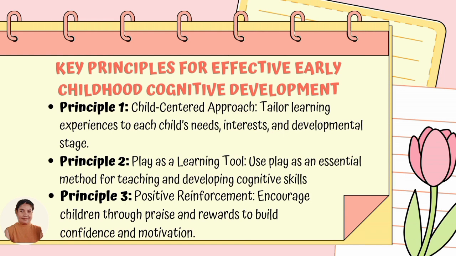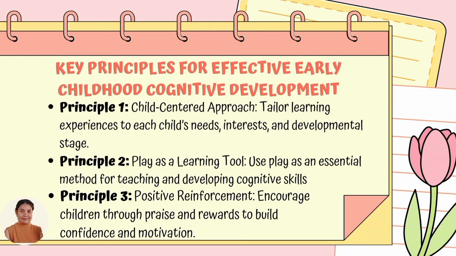The last key principle for effective early childhood cognitive development is positive reinforcement. Encourage children through praise and rewards to build confidence and motivation. Positive reinforcement is the practice of encouraging children through praise and rewards to build their confidence and motivation. It reinforces good behavior and helps children develop a positive attitude toward learning and social interactions.